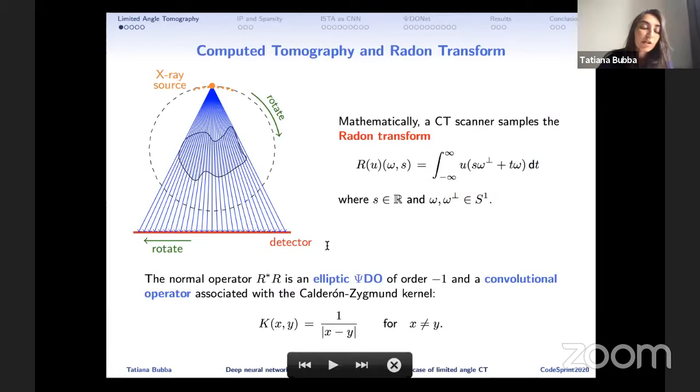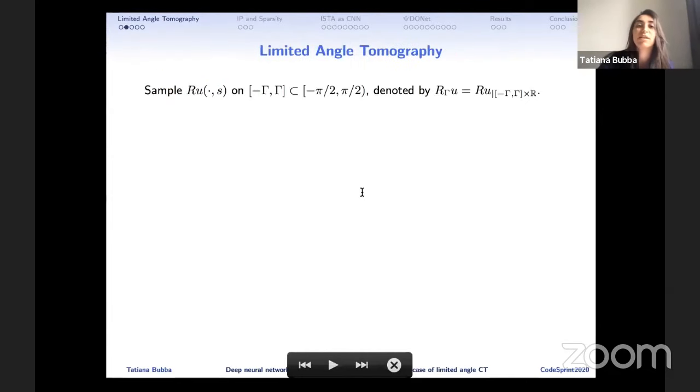There is a particularly remarkable property of the Radon transform: if we consider its normal operator, R star R, it can be proven that this is a pseudo-differential operator, in particular an elliptic pseudo-differential operator of order -1, and even more importantly it is a convolutional operator associated to the kernel that you see written down here, which is a Calderon-Zygmund kernel. Okay, so don't be scared by these details. This gives motivation to the work we did, but in the following I will just stick with the limited angle Radon transform.